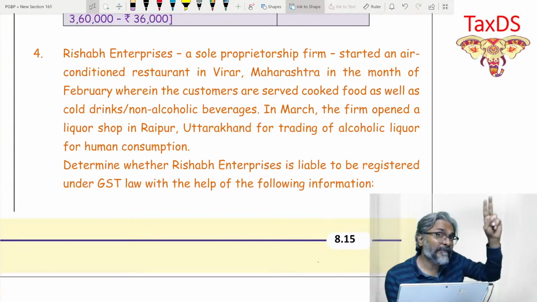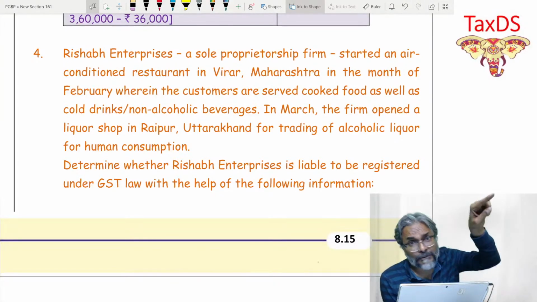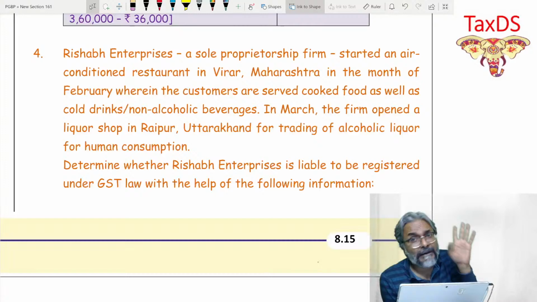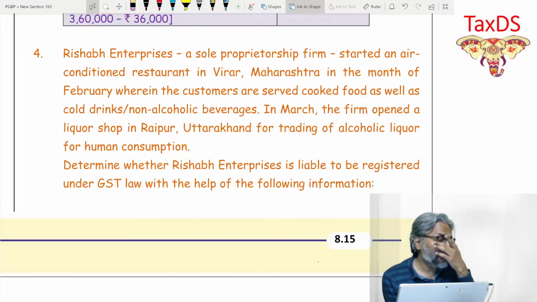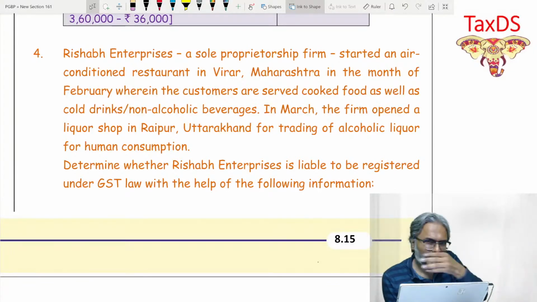Please recall the definition of exempted goods. In the exempted goods, all the non-taxable supply is covered, and non-taxable supply includes the supply on which there is no levy. So therefore, it is an exempted supply, but in the form of a non-taxable supply, which means a supply wherein there is no levy at all.